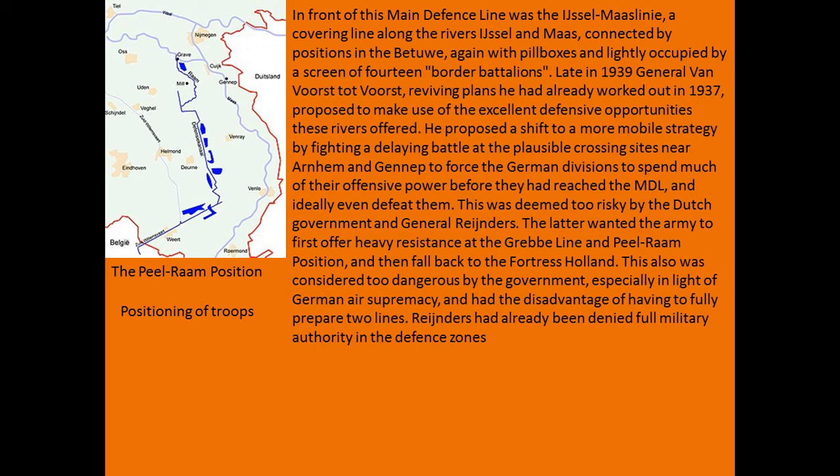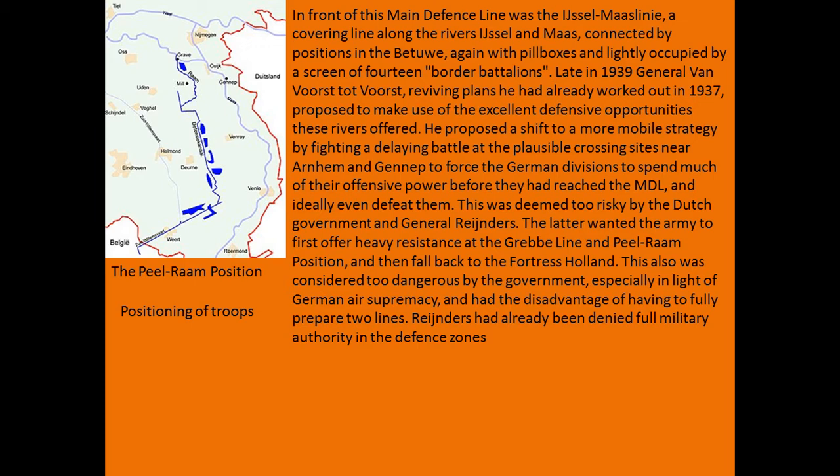Late in 1939, General van Voorst tot Voorst, reviving plans he had already worked out in 1937, proposed to make use of the excellent defensive opportunities these rivers offered. He proposed a more mobile strategy, fighting a delayed battle at the plausible crossing sites near Arnhem and Gennep, to force the German divisions to spend much of their offensive power before they reached the main defense line, and ideally even defeat them.